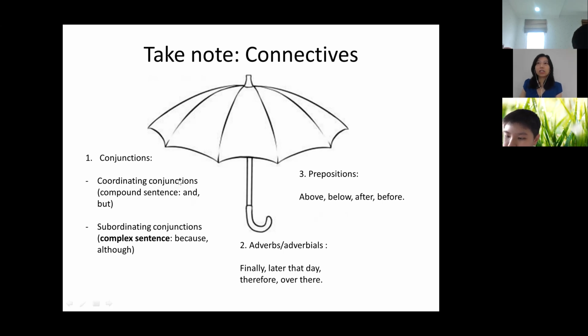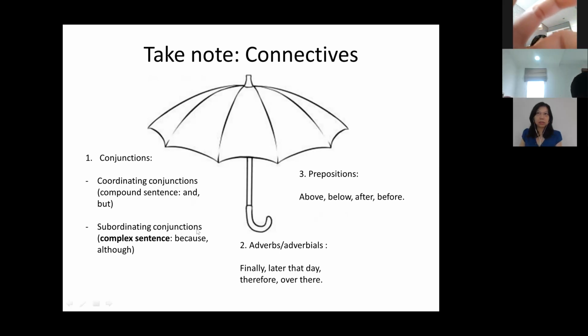So connectives are actually everything that connects. All these words, and, but, because, although, every one of these words, the function is to connect. It's just that they have special names. So as for now, because we are learning about complex sentences, these are called subordinating conjunctions.